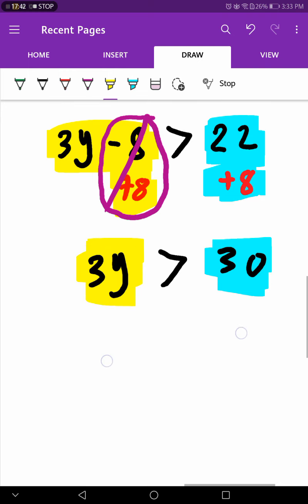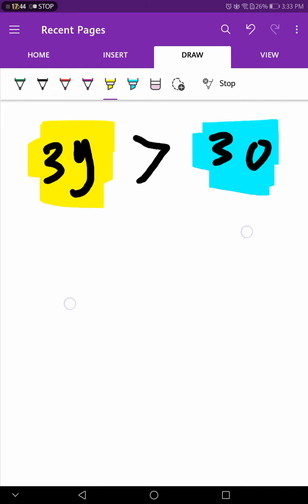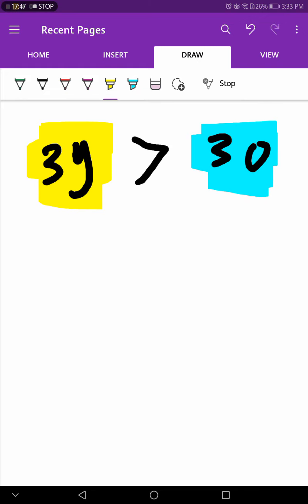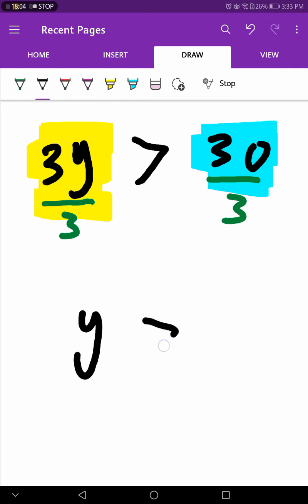As we learned before in the equation, the same steps. Divide. Now what is the coefficient of y here? 3. So directly divide by itself, by 3, yes? So divide this by 3 and divide by 3. So y greater than 30 divided by 3? 10. So the solution of this inequality is all the values greater than 10.